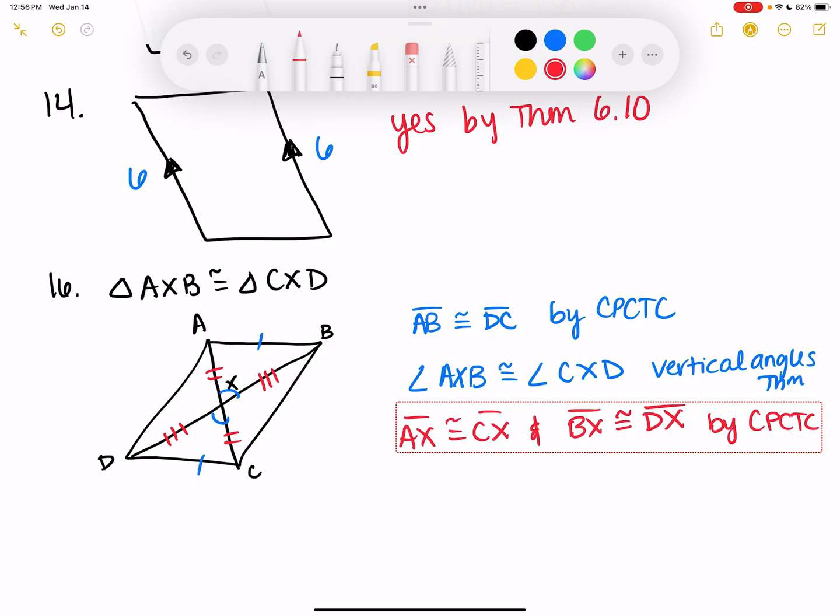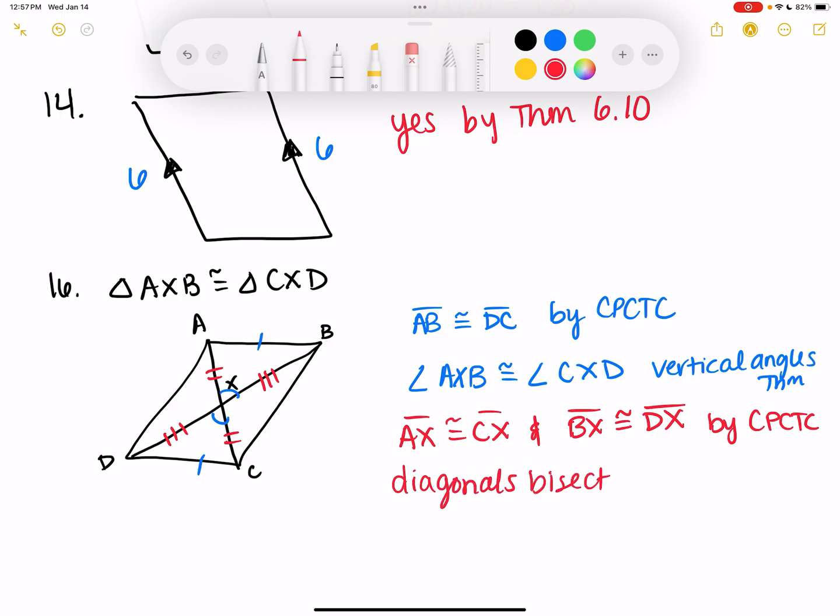Because this is true, that means then that the diagonals bisect. So, ABCD is a parallelogram. In my opinion, that's probably the hardest thing in the whole thing. So don't stress over that one too much.